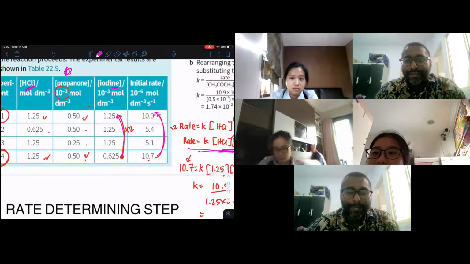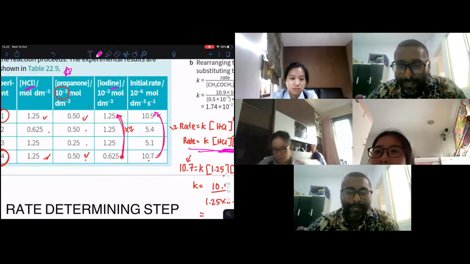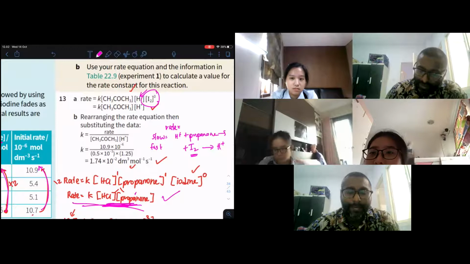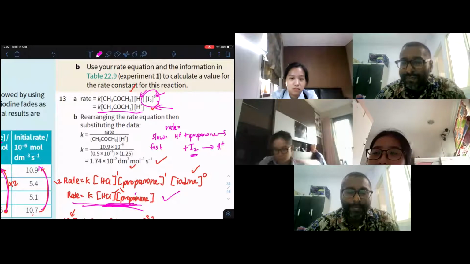Sometimes you can use your graph. If you have a graph, you can identify that they are zero order. You write down 0, but because it's 0, there's no need to even write it down, because anything to the power of 0 is 1. So it will disappear.